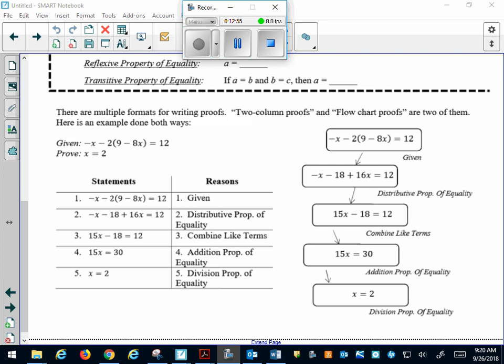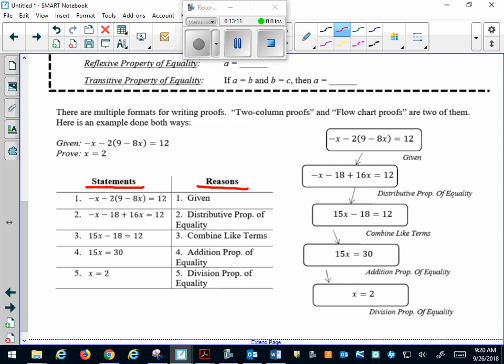Okay. You can see that this is just like the problem we just did, right? It's exactly what we did. It's just in this two-column format where at the top of one column you label it statements, and at the top of the other column you label it reasons. It will be written like this: given the first statement, prove, and then whatever you're trying to get to. In this case, we're trying to prove that x equals 2. And then you can see these are all the steps that we already just talked about, right?